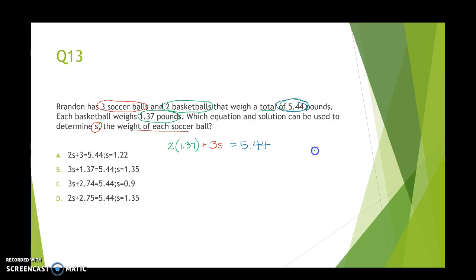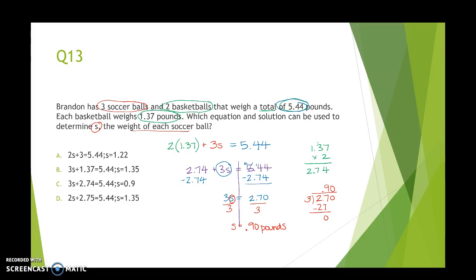So 1.37 times 2. Go ahead and do your math. Okay, so now I have been able to change out 2 times 1.37 for 2.74. And you guys should know how to solve the equation from here. So go ahead and press pause and solve it.